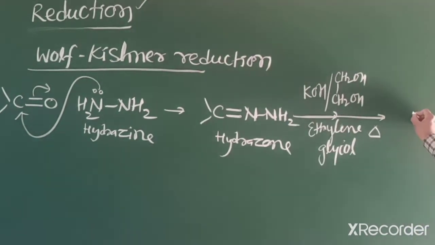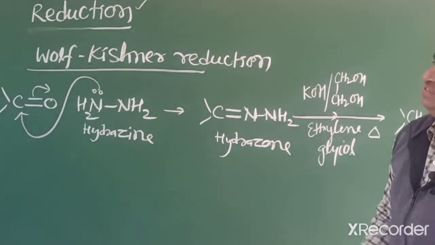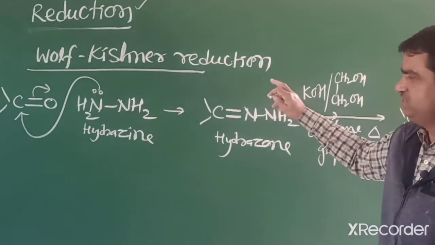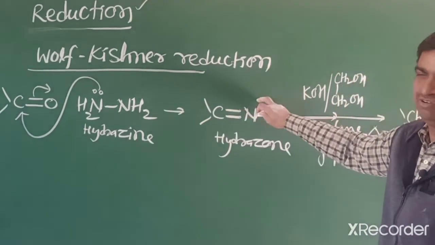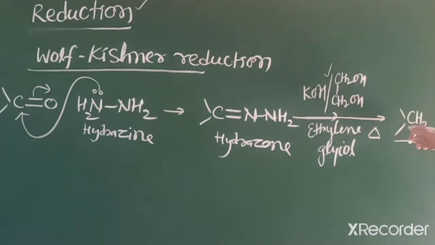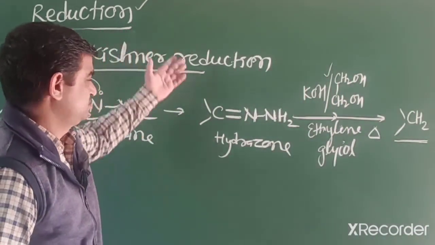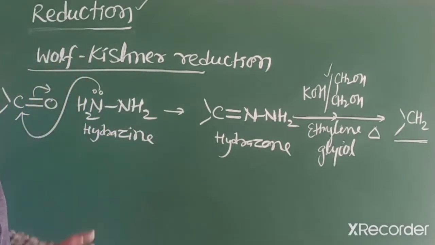Then the compound changes into a CH2 group, and we get the main hydrocarbon in this reaction. So this is known as Wolff-Kishner reduction. First we convert carbonyl with hydrazine into hydrazone, which further reacts with KOH and ethylene glycol, and then the compound changes into CH2. So this reaction is also important. And earlier we discussed Clemmensen reduction.